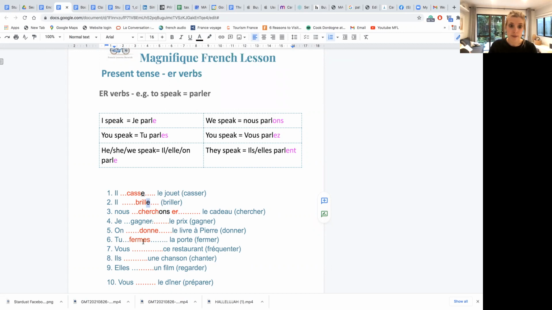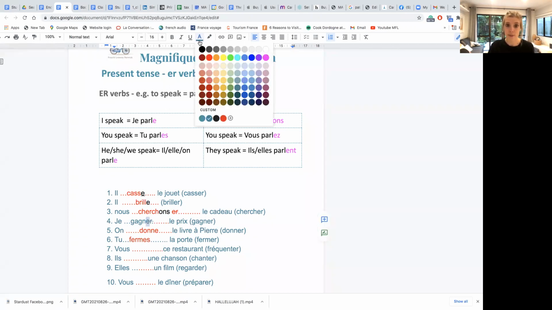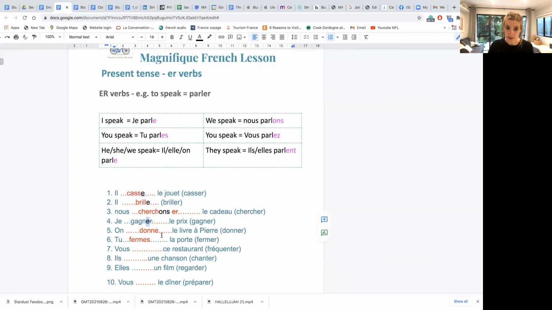And après, we have number four, je gagne le prix. So gagner, the ER, it needs to be with je. So we look up here and it's je parle. So you take off the ER and you pop an E back on. So we do the same thing to this verb. So je gagne le prix. Take off the ER and we're just left with the E, which I'll pop in black. Voila. So that R there is crossed out.